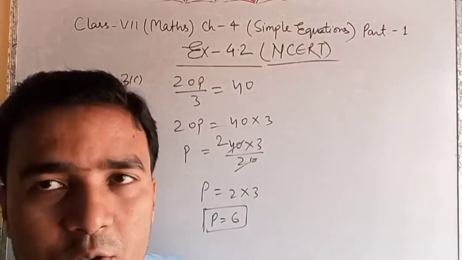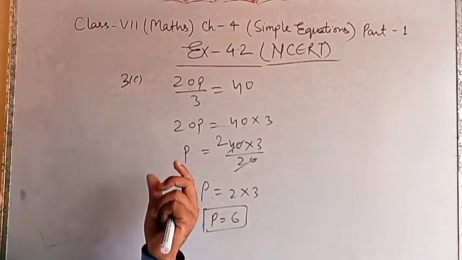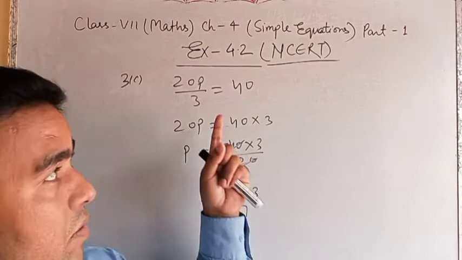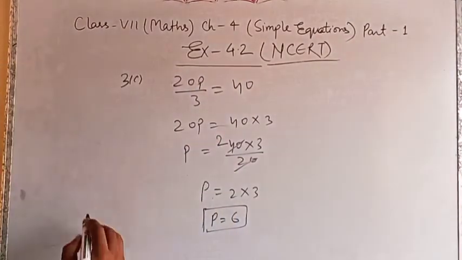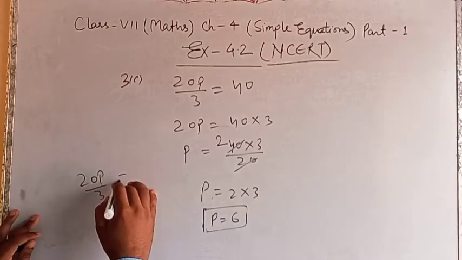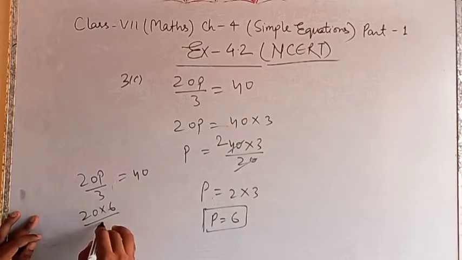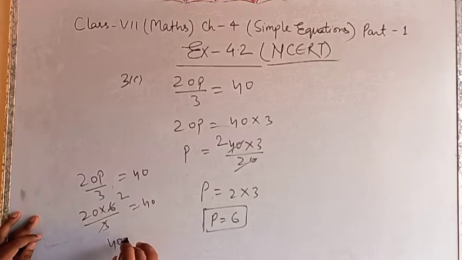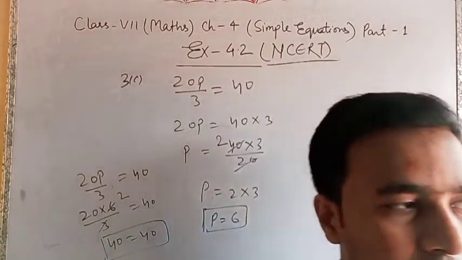Means in exercise 4.2, this type of equation is given and it is asking the first, second, third question: in the variable's place, which number will you take. Clear? 20p by 3 equal to 40. Put the value 20 into 6 by 3. 3 twos are 6, 20 twos are 40. 40 equal to 40. Clear? You can do it like this.